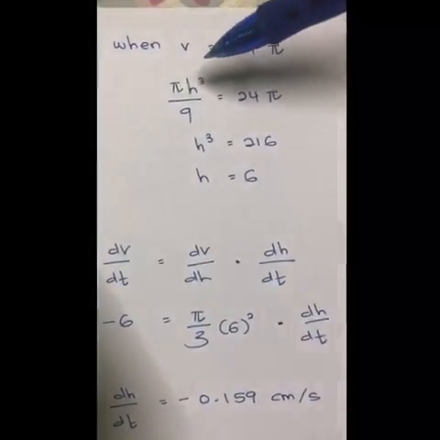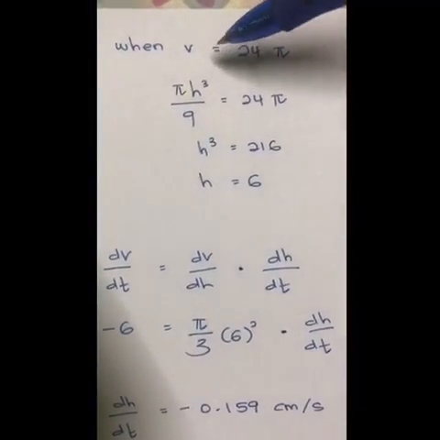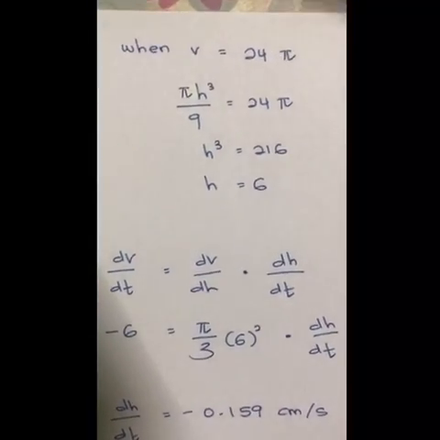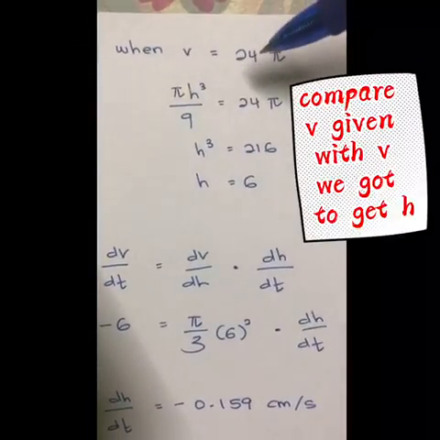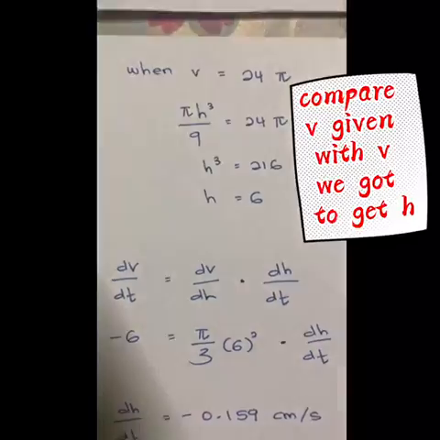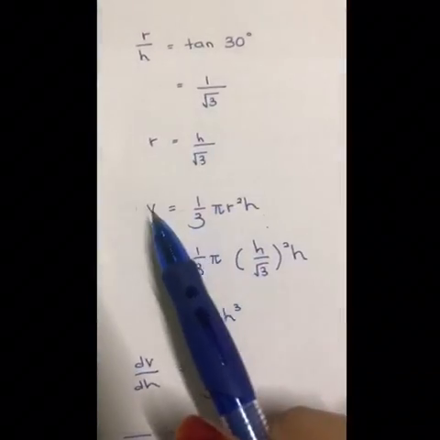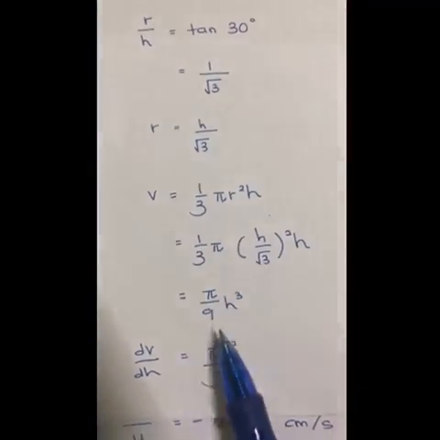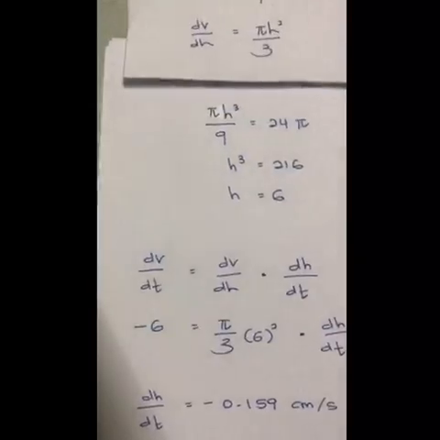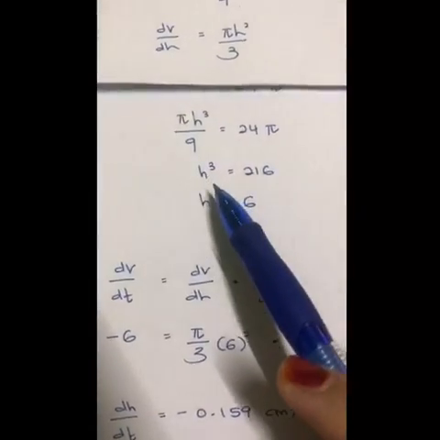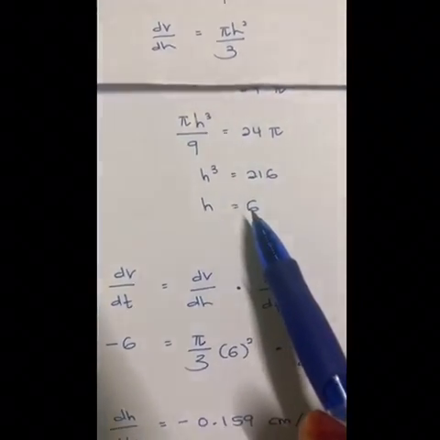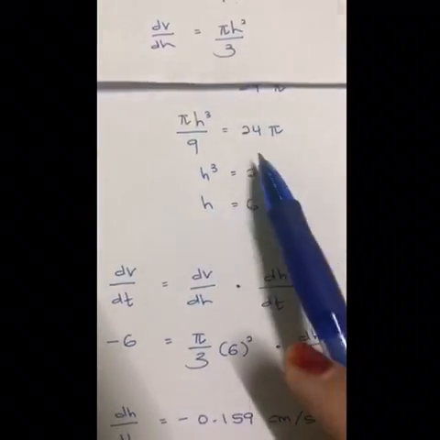As the question already provided us with V equals 24π, we need to compare this volume with the volume we got from the formula of the cone. And then we can get that H equals 6 after we calculate this equation.